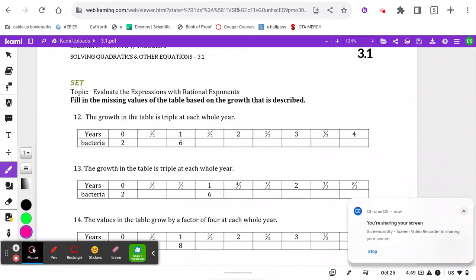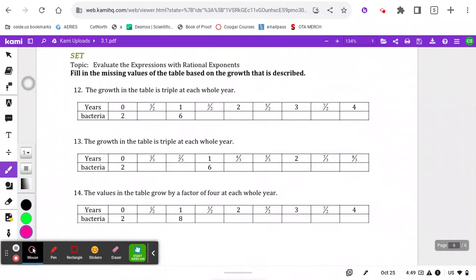All right, the set is really the new stuff that we just did in the task today, the in-betweeners. And so what we're noticing here on this 12, the growth of the table is tripling each year. That means this big jump is times 3. So we can fill in all the whole numbers.